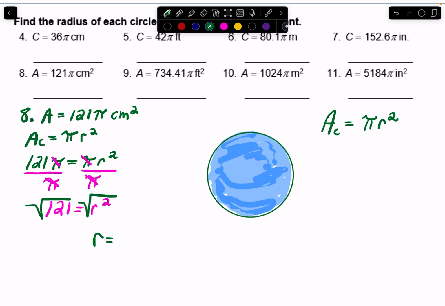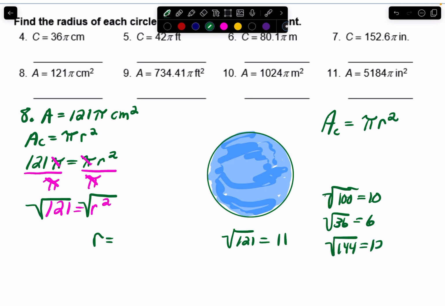On the left side, you should know that the square root of 121 equals 11. You know your squares. You know the square root of 100 equals 10. You know the square root of 36 equals 6. You know the square root of 144 equals 12. You know the square root of 169 equals 13. So we're going backwards from squares, so we're finding the roots. And so root 121 is 11.